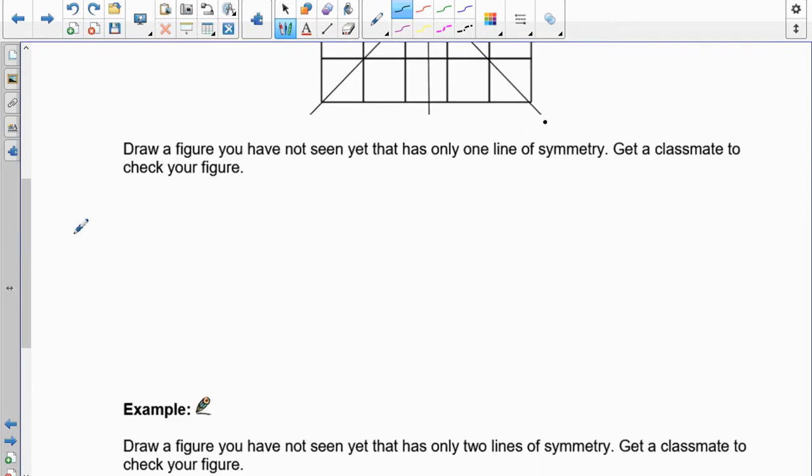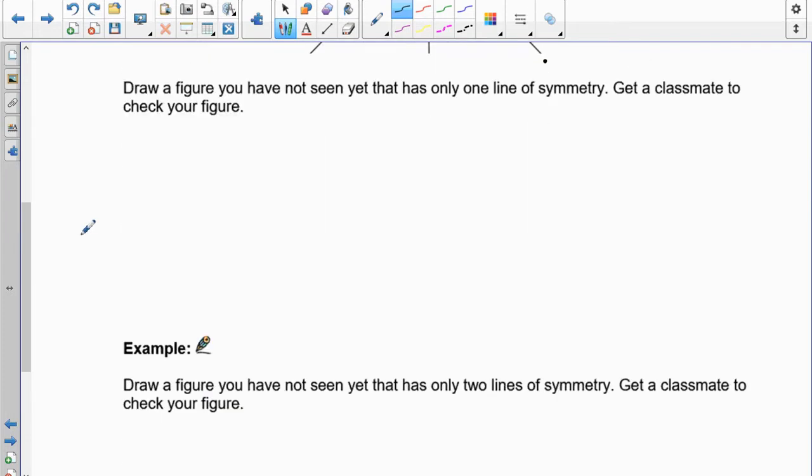Okay, now what I want you to do is draw a figure that has only one line of symmetry. Only one line of symmetry. And then of course, if you're in class, I want you to get a classmate to check it. So I want you to pause the recording and do this, and then I will draw one that has one line of symmetry.